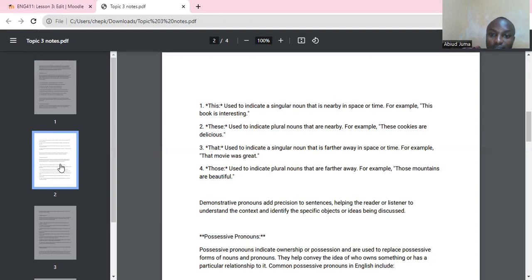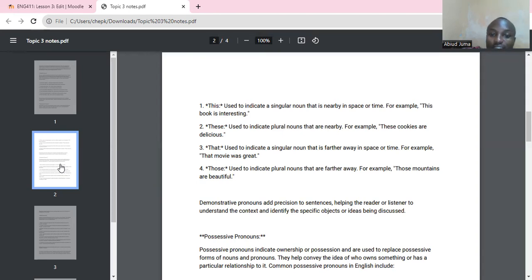This is used to indicate a singular noun that is nearby in place or time. For example, this book is interesting. And we have a difference between this and these. These is used to indicate plural nouns that are nearby. So this is singular and these is plural. These cookies are delicious.